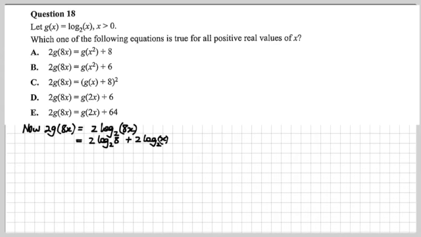Well, that looks alright, doesn't it? Because we know that the log of 8 with a base of 2 would be 3, because 8 is 2 cubed. So let's go with that for the next line.